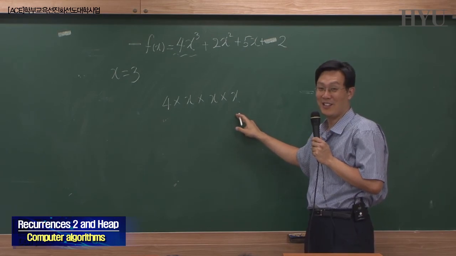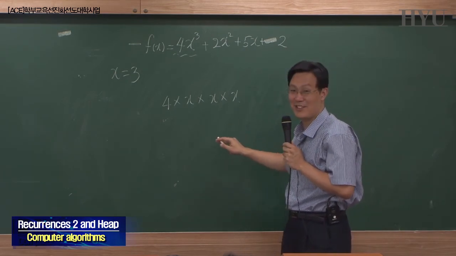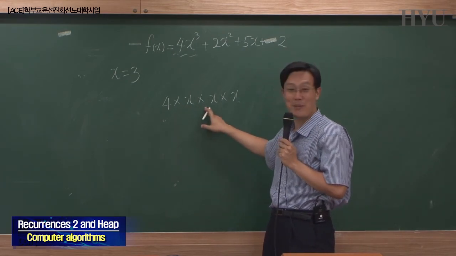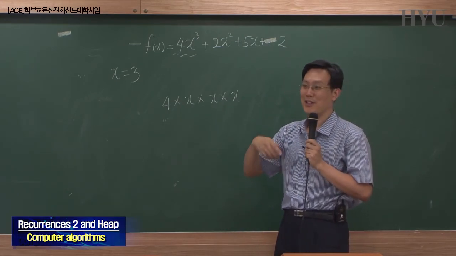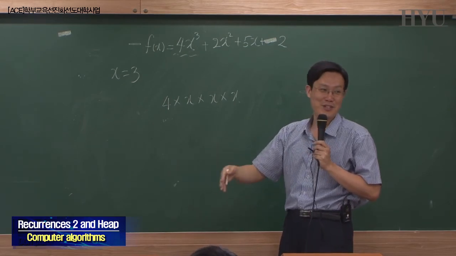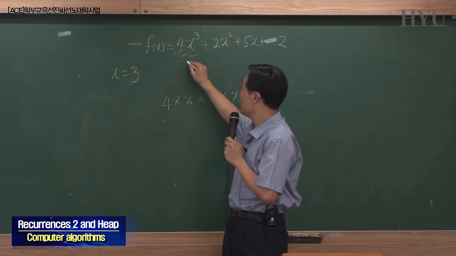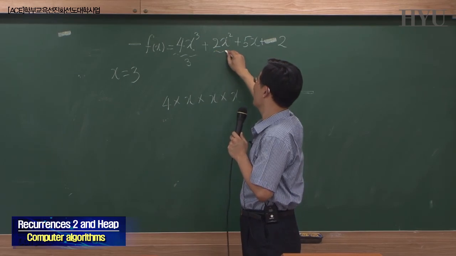Really? Only 3 multiplications. We multiply 4 numbers, but the number of multiplications is 3. So we need 3. And how about this?